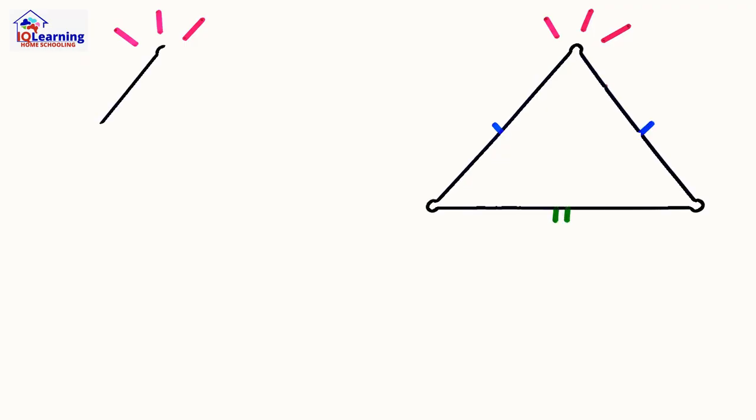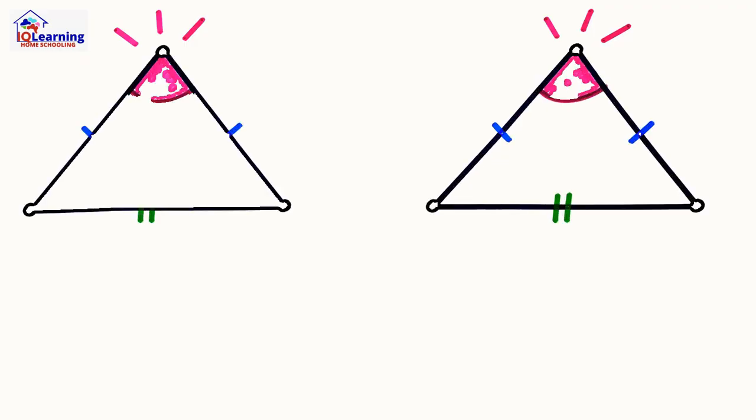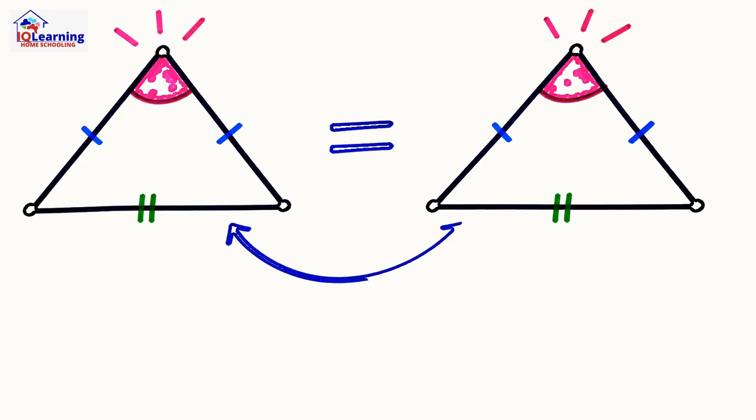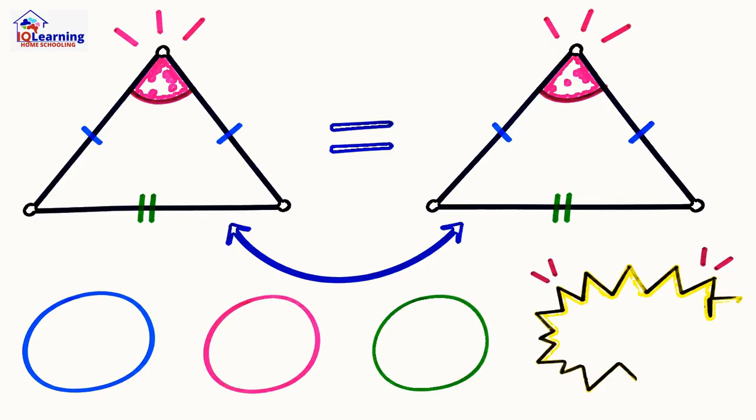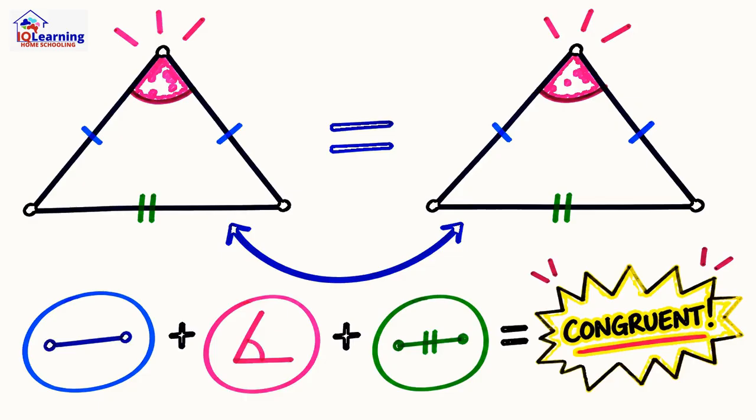To prove two triangles are identical, you don't need to measure everything. You just need to pass a specific test, like side angle side. If two sides and the angle trapped between them match, the triangles are certified clones.